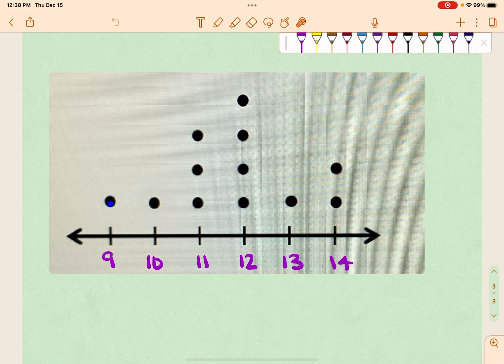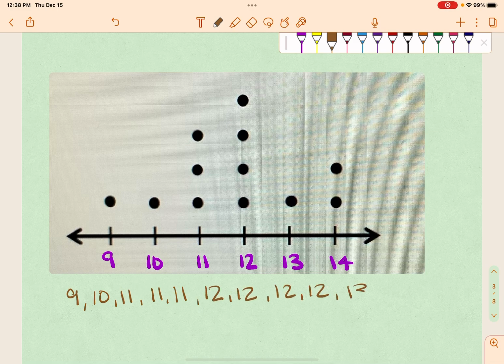So this tells me there's one 9, one 10, three 11s, four 12s, a 13, and two 14s. So if you had a dot plot like this, you could actually get what the numbers are in the data set that you're looking at by actually counting them. So this would give you the list of numbers that it was made from.